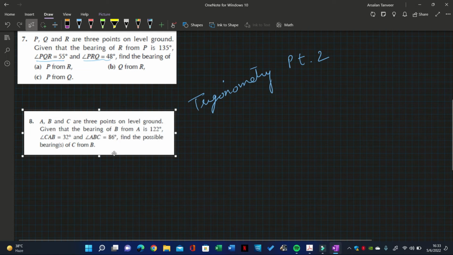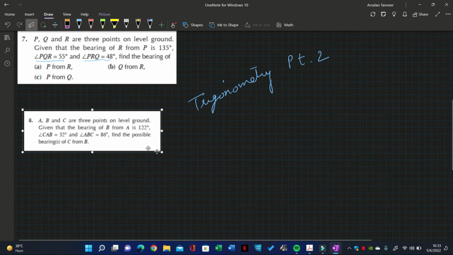That is also bearing. A, B and C are 3 points on level ground. Given that the bearing of B from A is 122 degrees, CAB is 32 and ABC is 86. Now this is simple, but the only thing that is different is find the possible bearings. When you have this instruction, find the possible bearing, it means there is more than one answer.